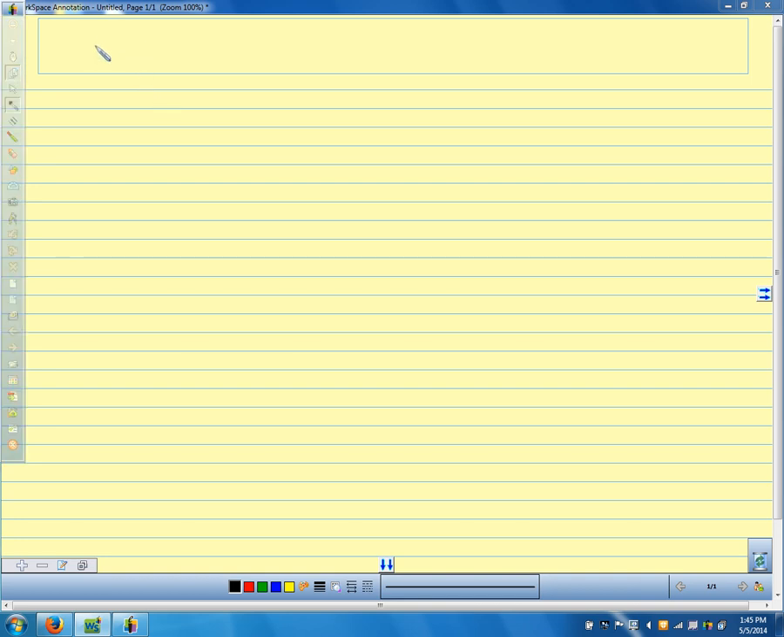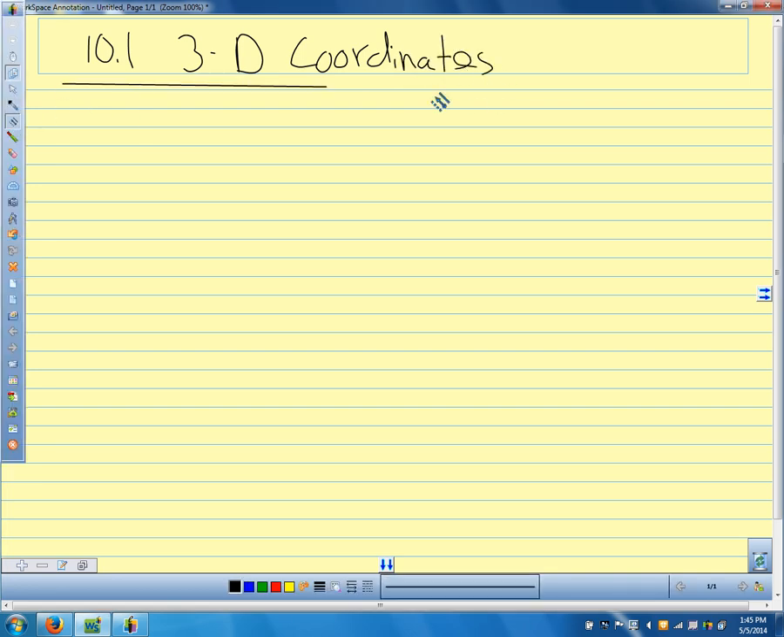So we're in section 10.1, and we're talking about 3D coordinates. 3D coordinates are just like 2D coordinates. We just have one more number. So everything's pretty much the same. We just add one more number. That one number can sometimes make things a lot more interesting.